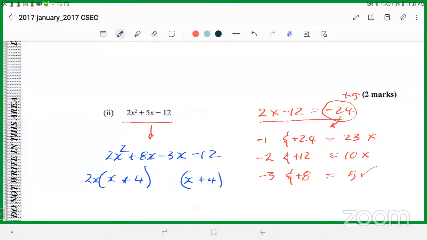You can know what factor that is by dividing this negative 12 by this 4, for example. Negative 12 divided by 4 is negative 3. Or you can divide this negative 3x by this x. Negative 3x divided by x is negative 3. So you're factorizing a negative 3 out here. If you're not sure, you can multiply it back again to get these. And so the x plus 4 now is a common factor.